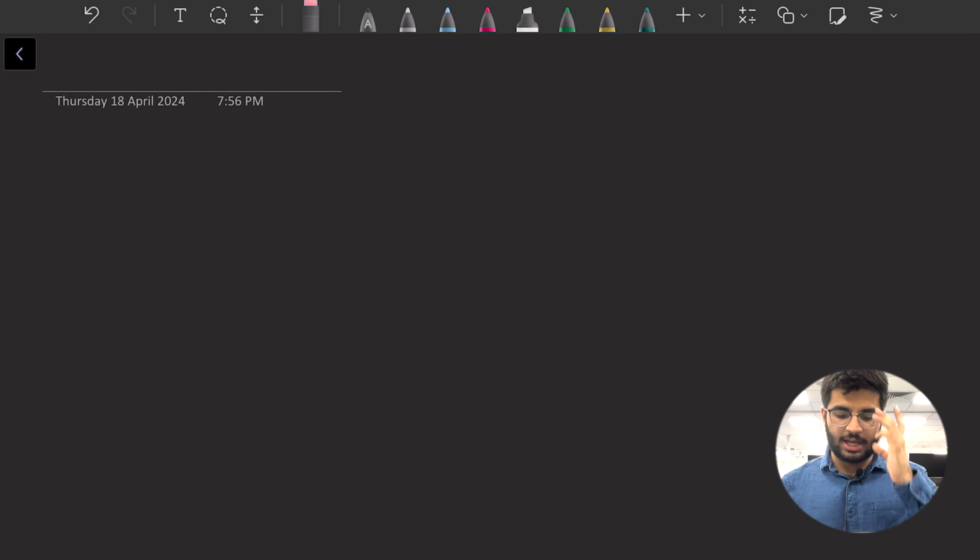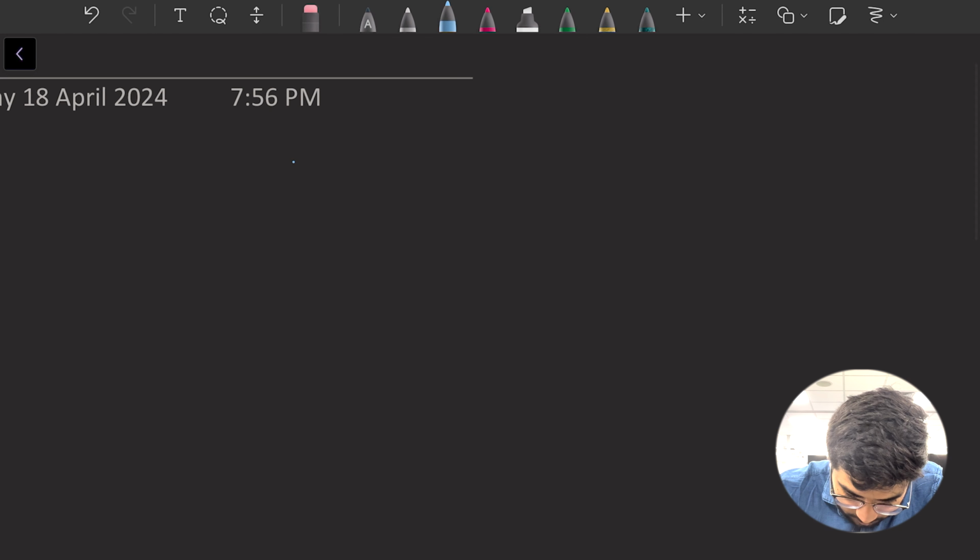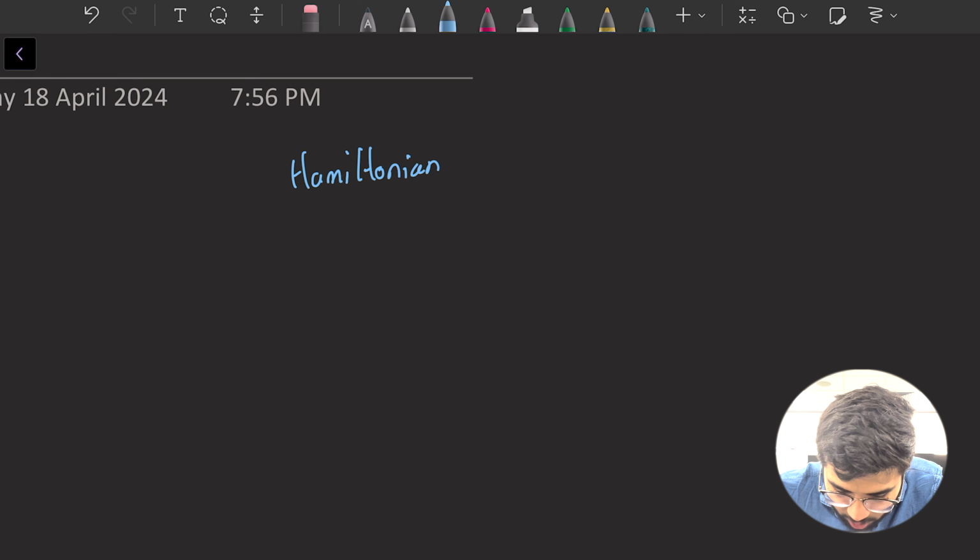So what we're going to be looking at today is very similar to Eulerian graphs. What we're going to be looking at today is Hamiltonian graphs. Okay, now what are they?